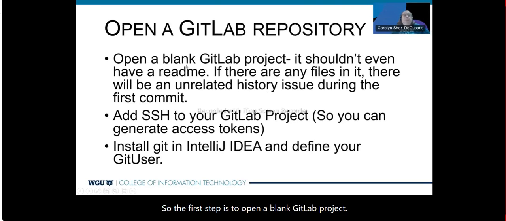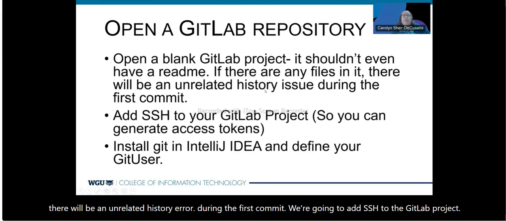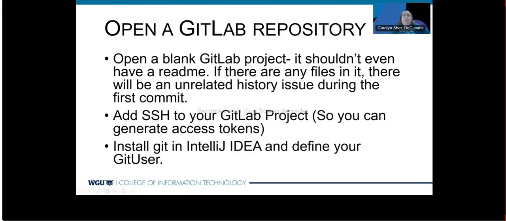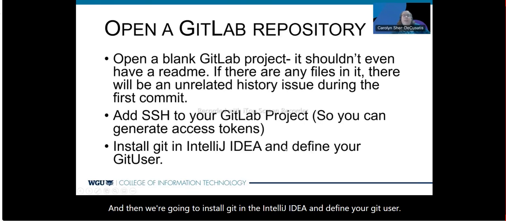So the first step is to open a blank GitLab project. It shouldn't even have a README. If there are any files in it, there will be an unrelated history error during the first commit. We're going to add SSH to the GitLab project, and then we're going to install Git in the IntelliJ IDEA and define your Git user.